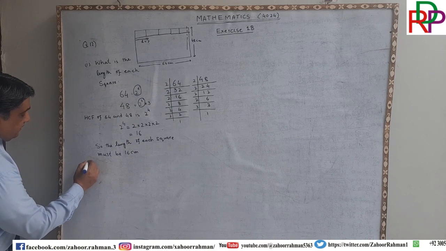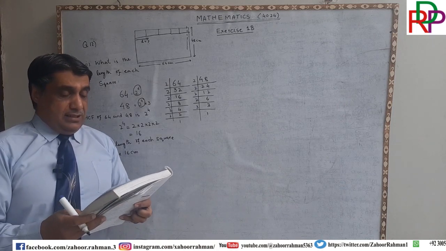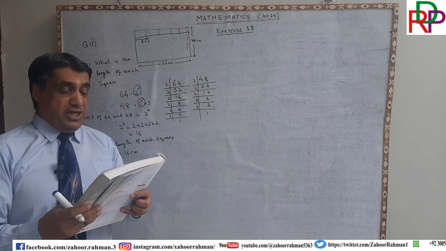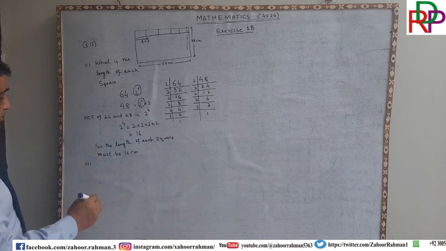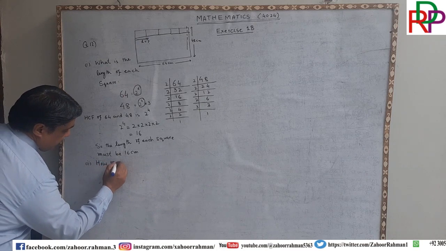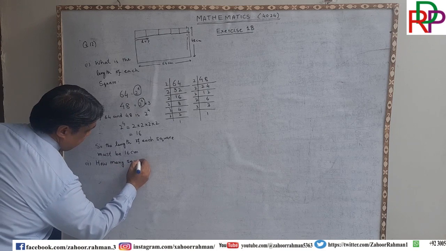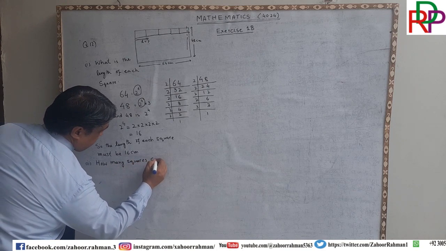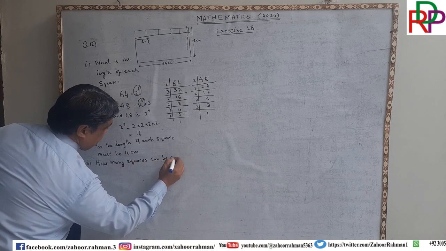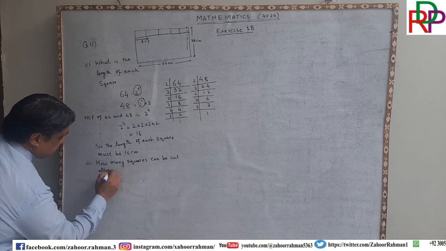And the second part is saying, how many squares can be cut all together?